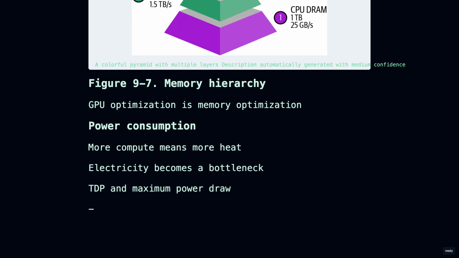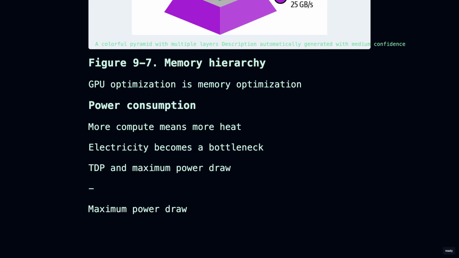This is the first definition, which tells you the absolute upper limit under load. Maximum power draw is the peak the chip could reach when pushed hard. It is the most direct way to think about worst-case electrical demand.